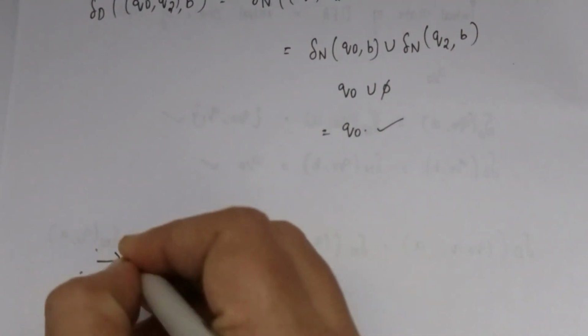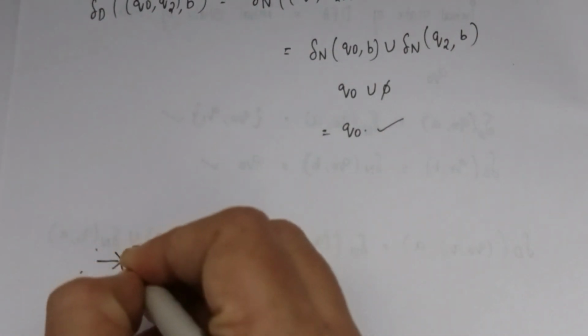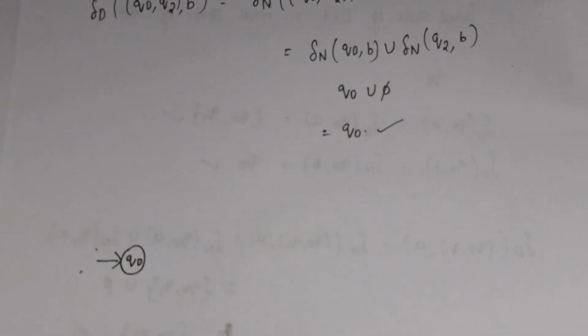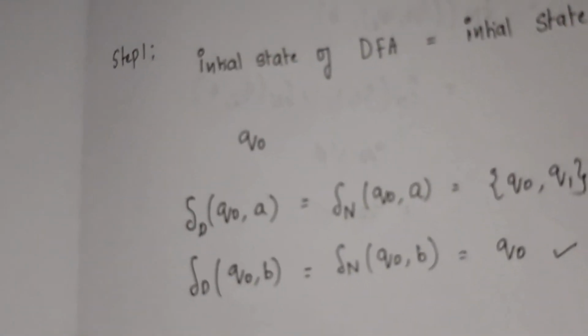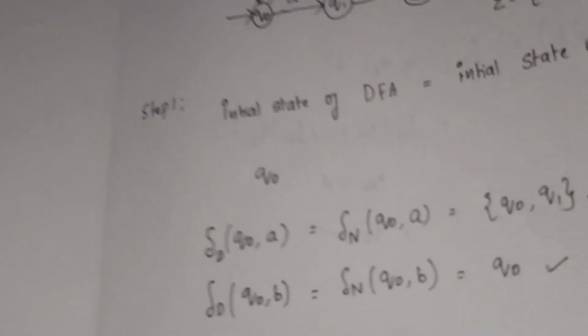Q0, because the initial state of the DFA is Q0. From here we are making a transition. Now Q0 on A is Q0 Q1. On B it is Q0. So we will do the same.